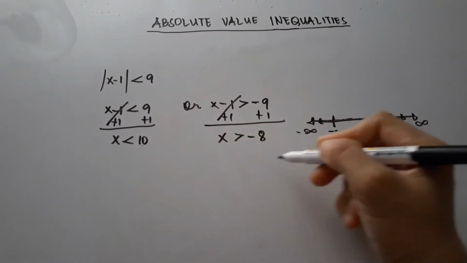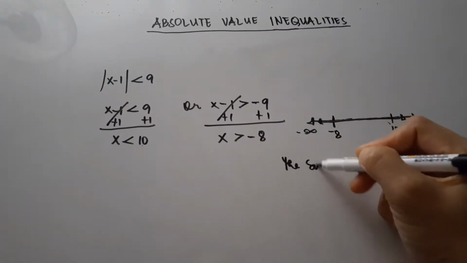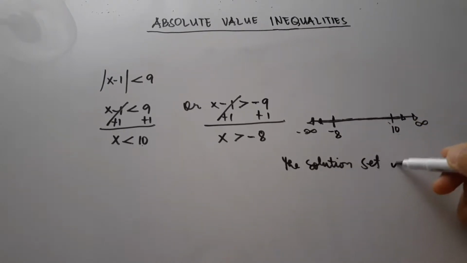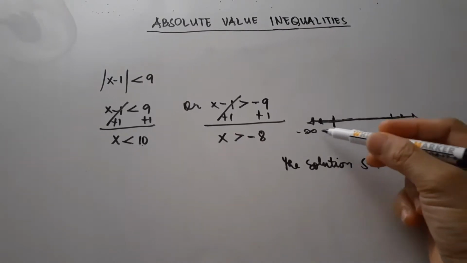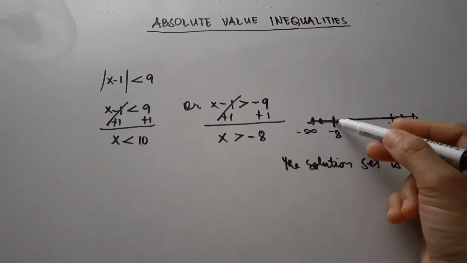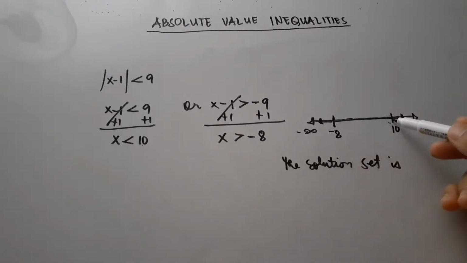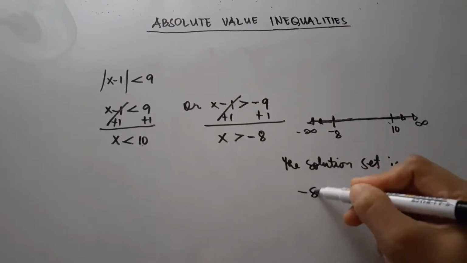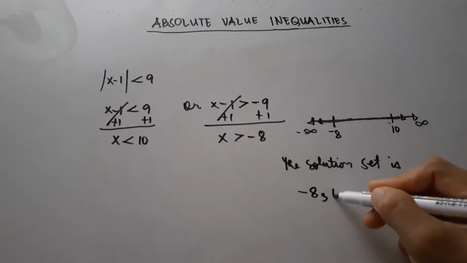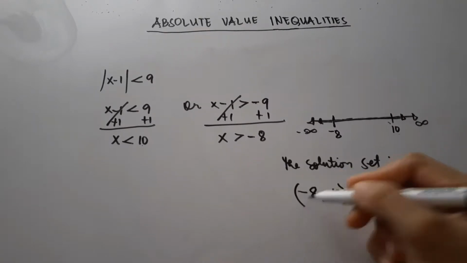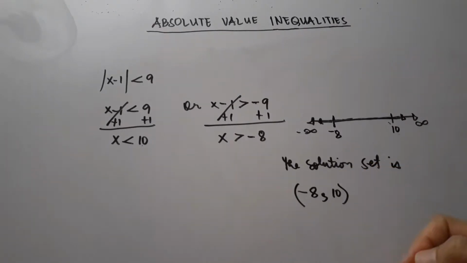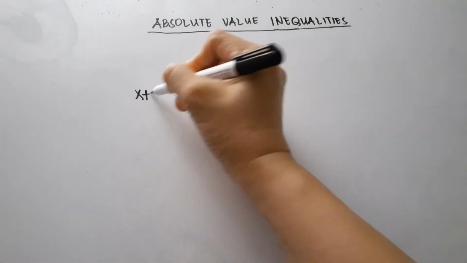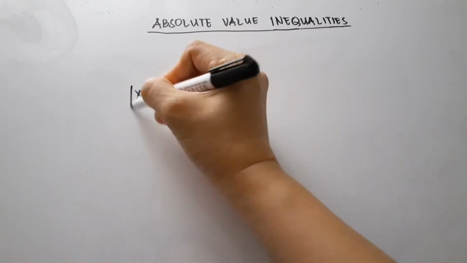Therefore, the solution set is the numbers that make the inequality less than 9, which lie in between negative 8 and 10. So the solution set here is negative 8 and 10. We can use the open interval since negative 8 and 10 are not included in the solution, but everything in between negative 8 and 10.